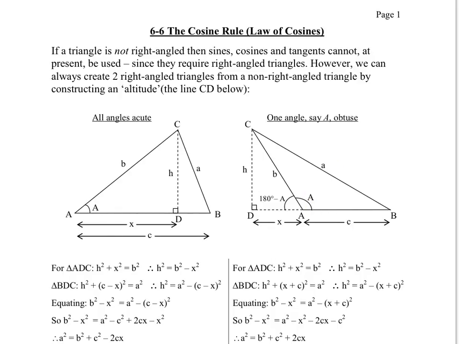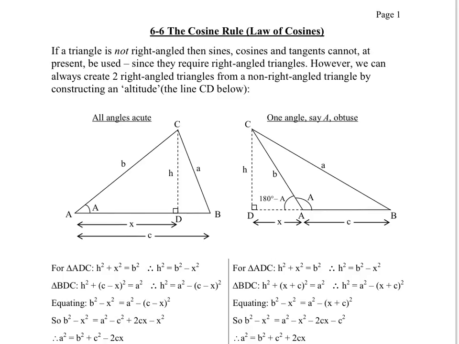Generally, what happens with the cosine rule could be that you have a side, another side, and an angle between them, and then you're asked to find out the third side, the side that's opposite the angle you're given. So you're given these two sides, for example, and the angle in between them. You can then find out the third side.